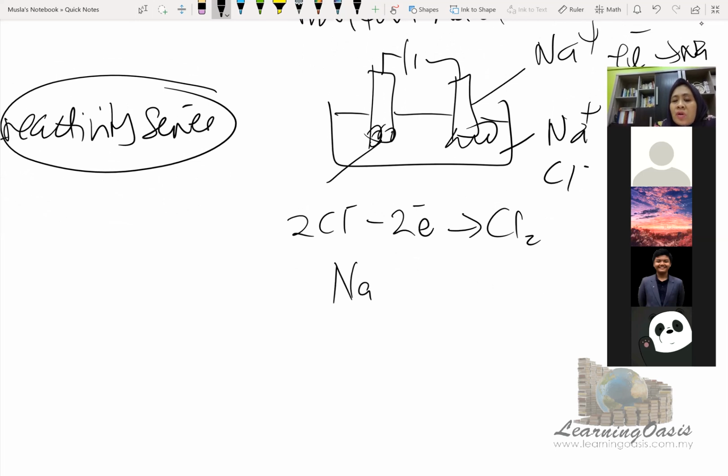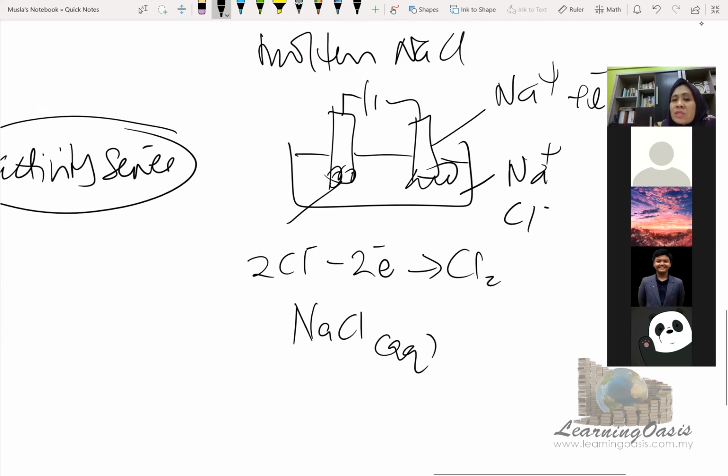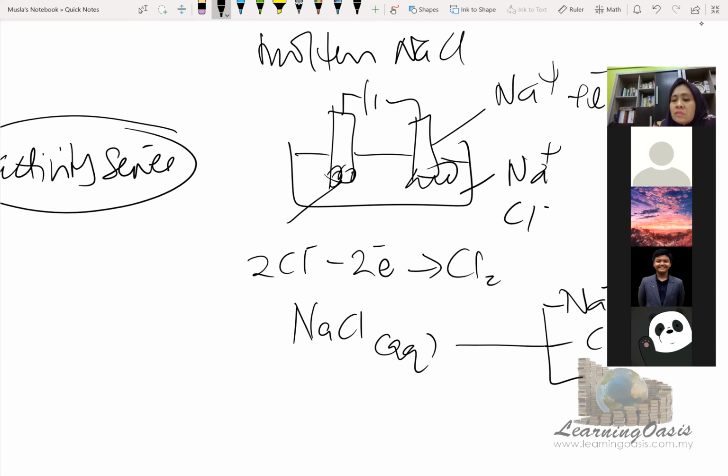Now, if I give you aqueous sodium chloride, remember what I said just now? Molten means you heat it up and it melts. Aqueous means you add water and it dissolves. What ions are present in aqueous sodium chloride? Na plus, Cl minus, OH minus, and H plus.